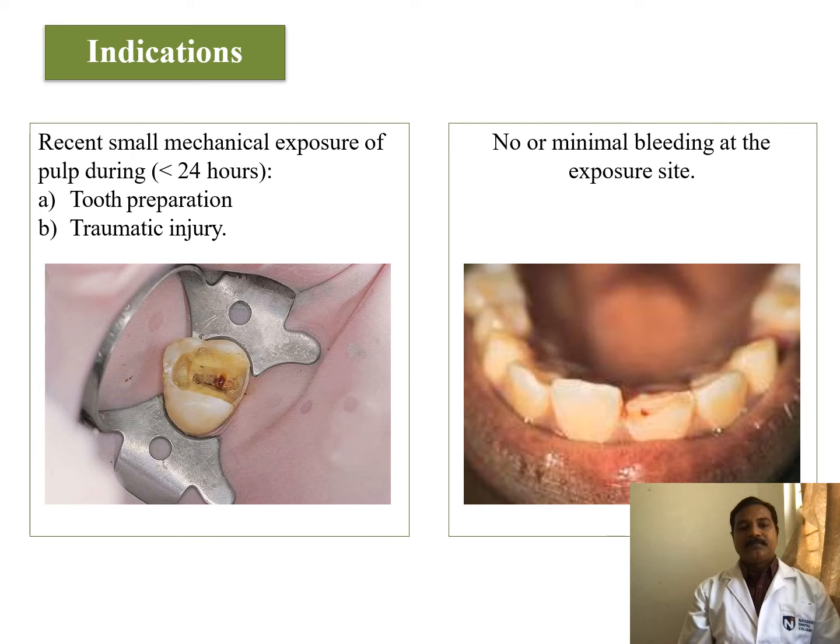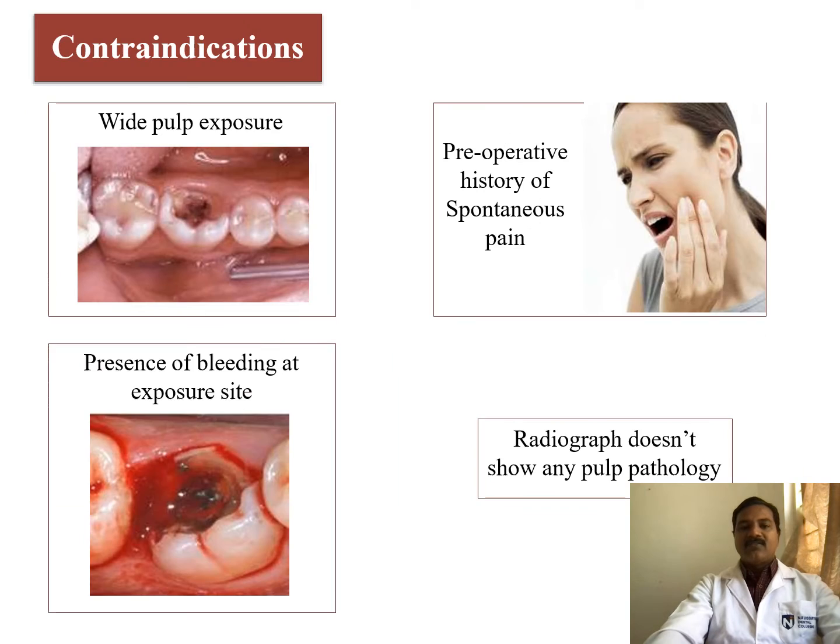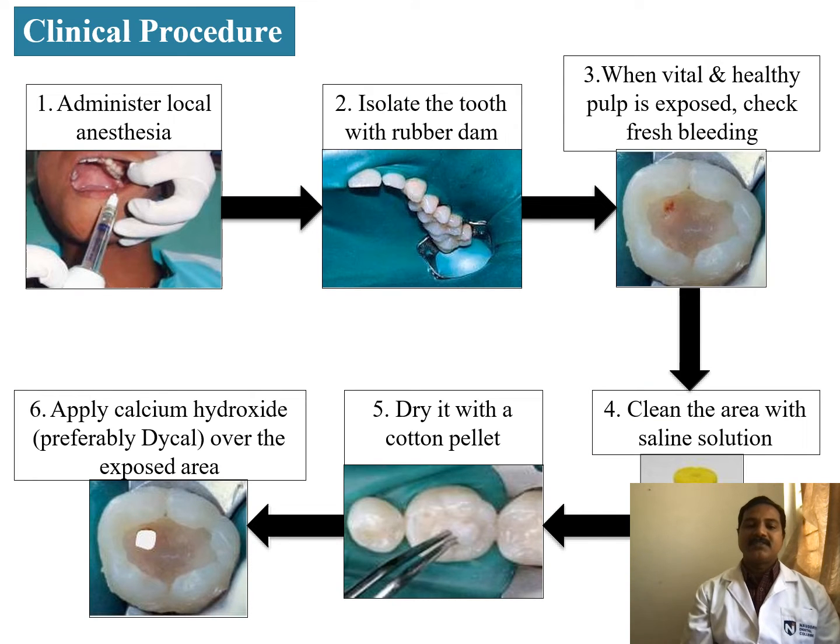Whenever there is a small mechanical exposure during tooth preparation, this exposure has to be very pinpoint. It has to be minimal exposure, and the bleeding should stop immediately. When the bleeding stops, you have to isolate the area immediately, and after isolation place a small pellet of cotton onto the exposure site. Once the bleeding has stopped, you should immediately place a pulp capping agent, that is called Dycal.